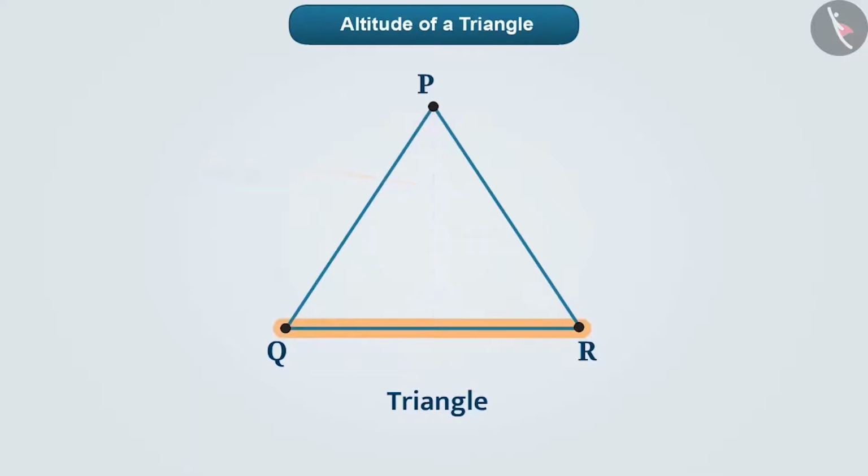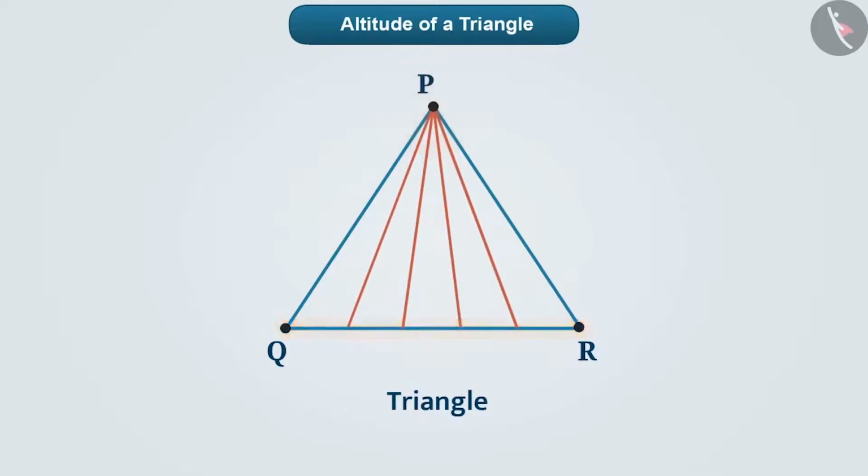To find the distance, we can make line segments in different ways. Do all these give us the correct information about the distance between the vertex P and its opposite side QR, or say the height of the triangle? Think about it. No, not all of them give us correct information.